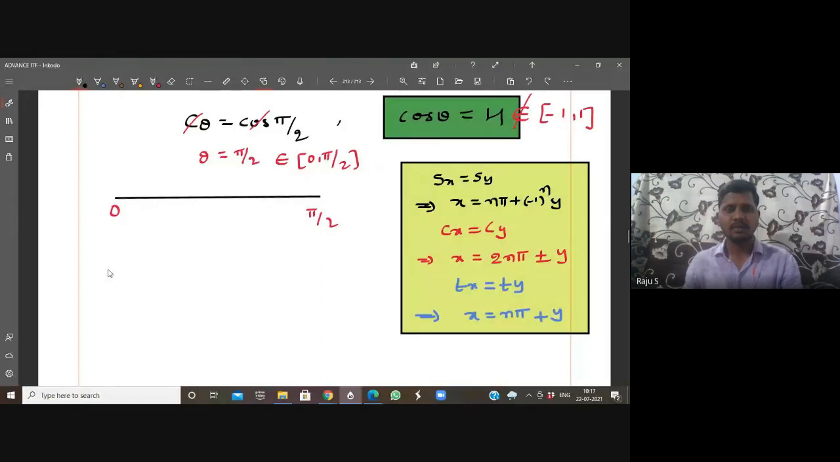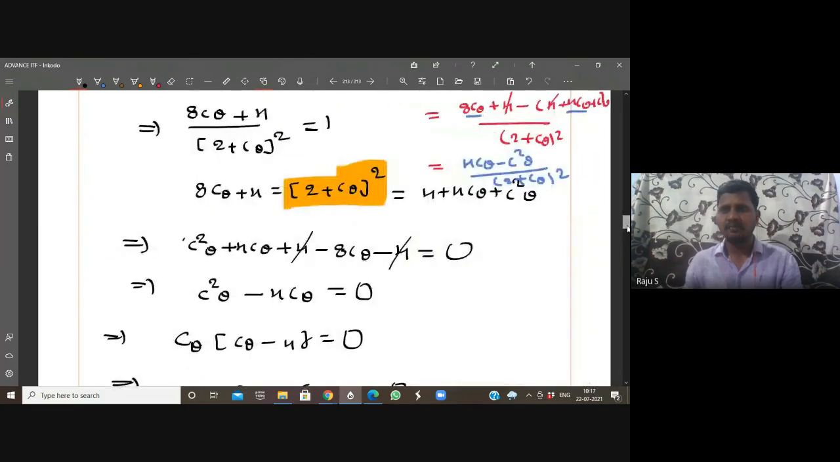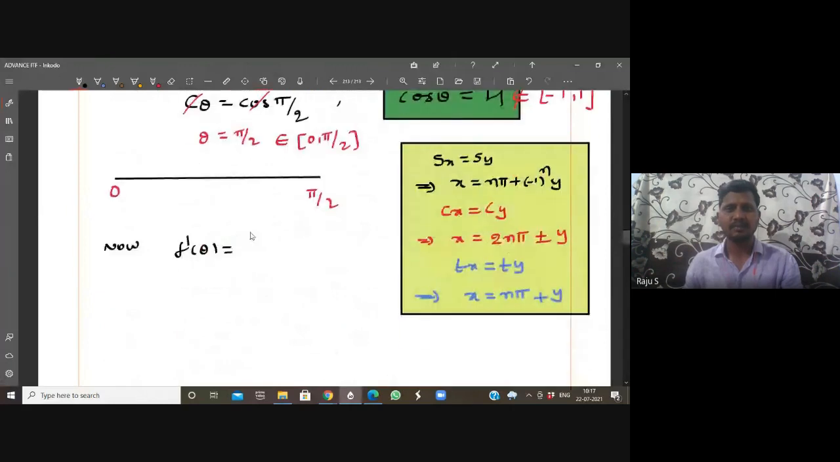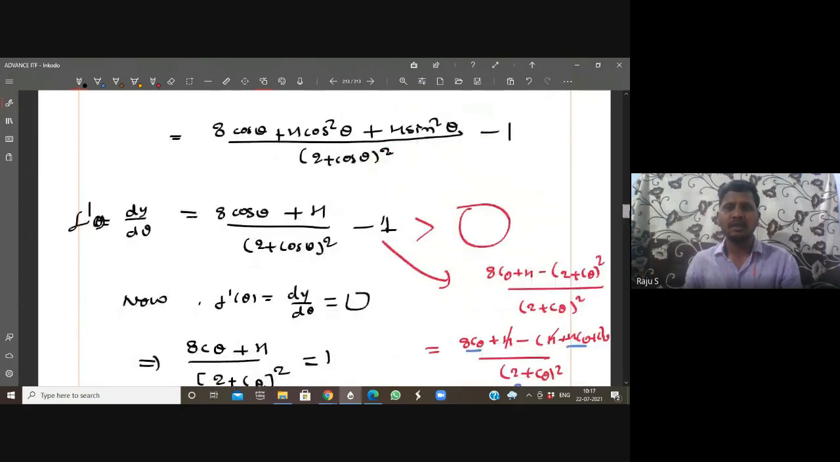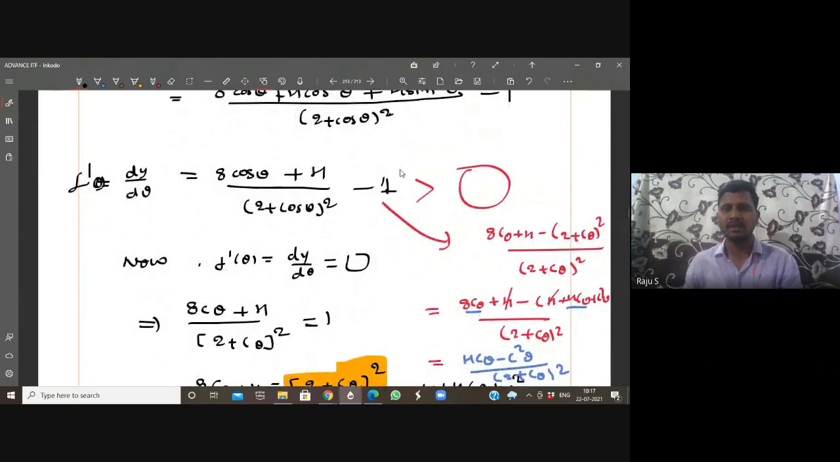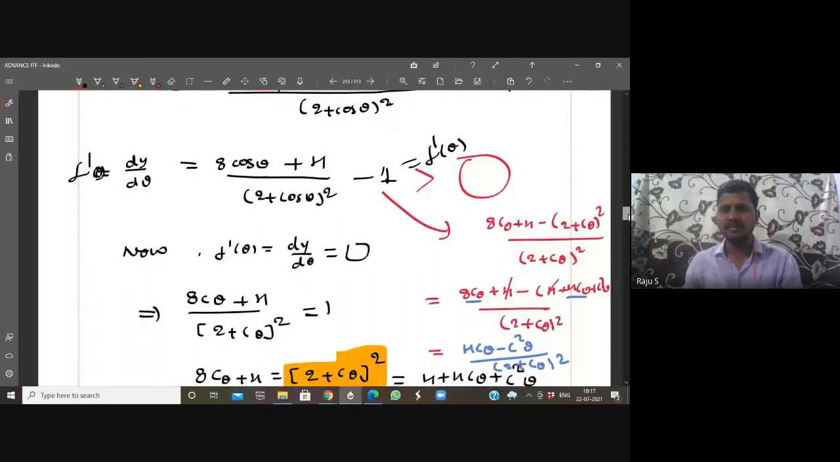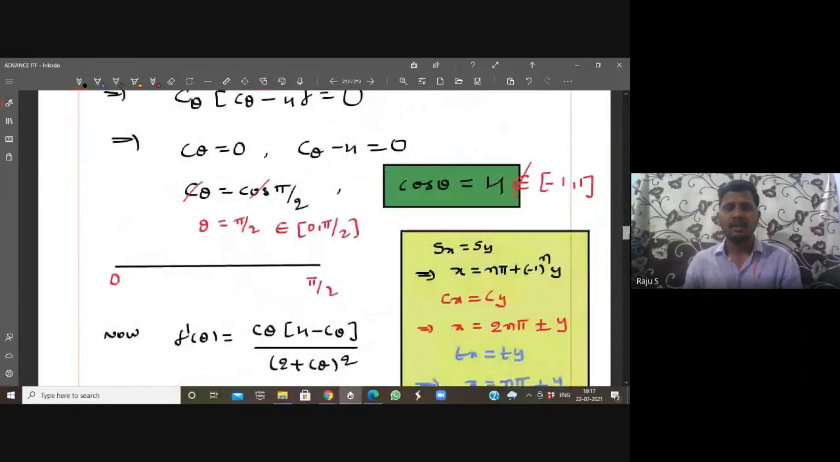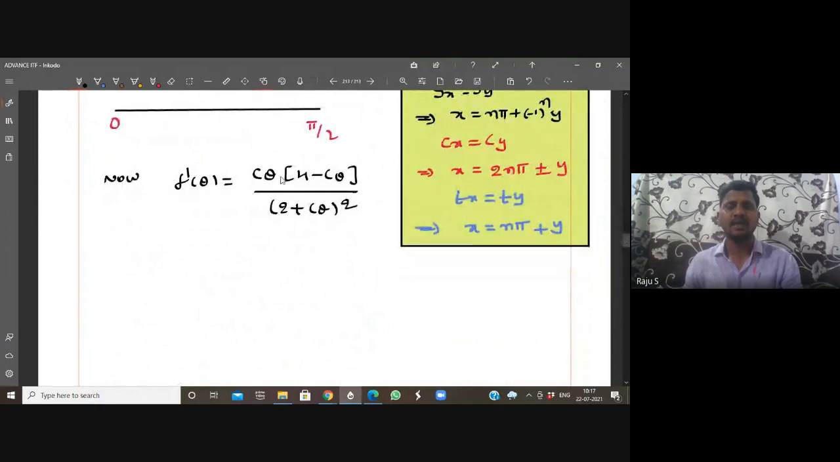Right, first I want to take f dash of theta. After simplifying, f dash of theta is 4 cos theta minus cos square theta. When I take cos theta common, it is cos theta into 4 minus cos theta by 2 plus cos theta the whole square. I have written this dy by d theta as nothing but f dash of theta. After simplifying, finally we get it like this.